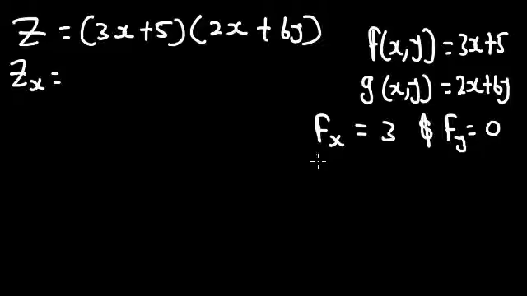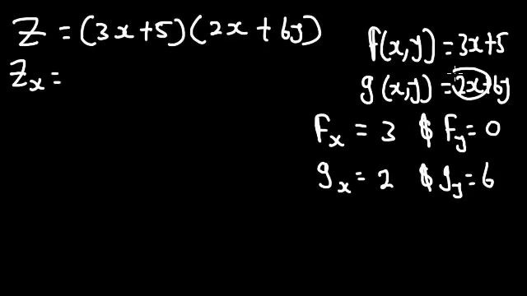Perfect. Then what would be g sub x? Well, this will be considered as a constant. It means g sub x will simply be equal to 2. And finally, g sub y will be equal to 6, because the derivative of 2x is 0 because it's now a constant, and the derivative of 6y is simply 6.